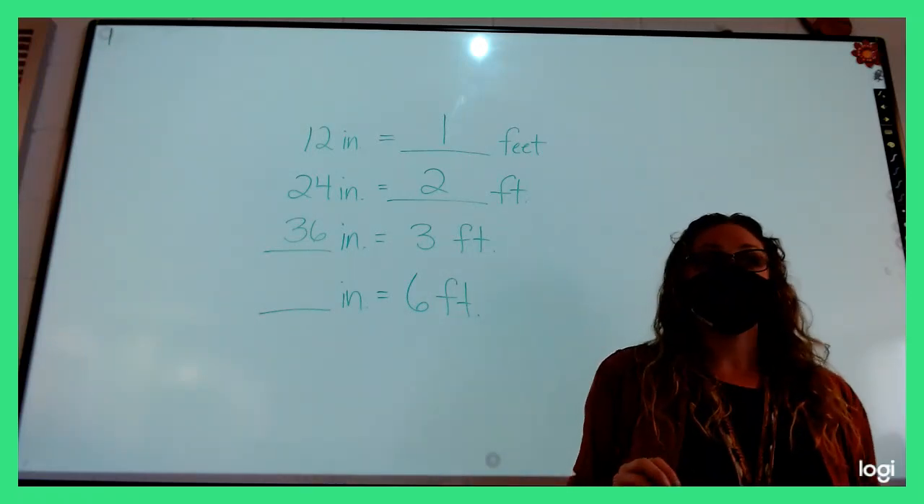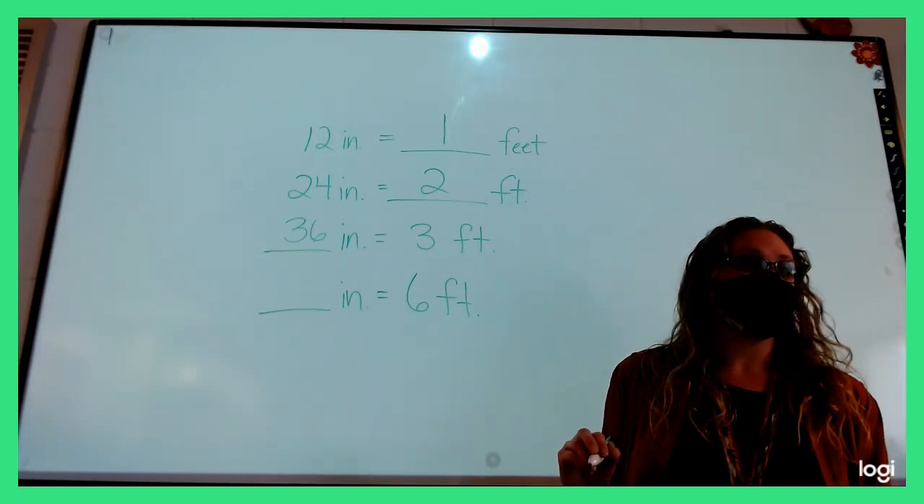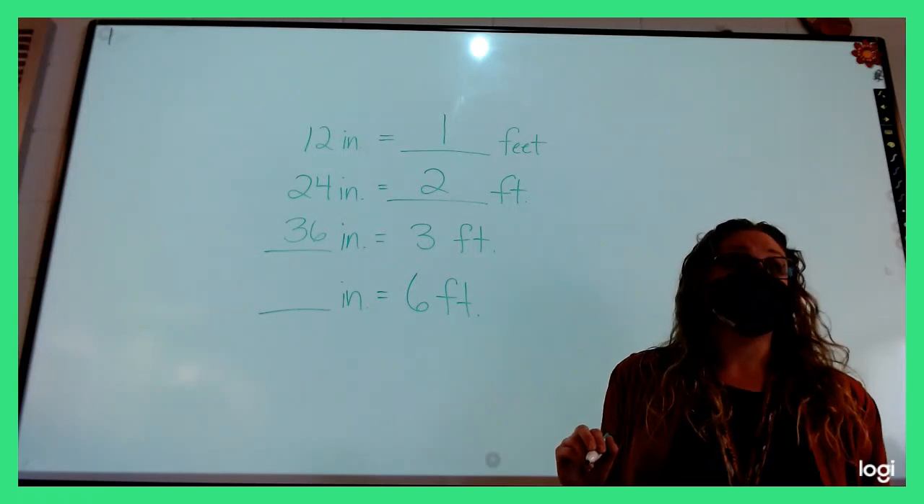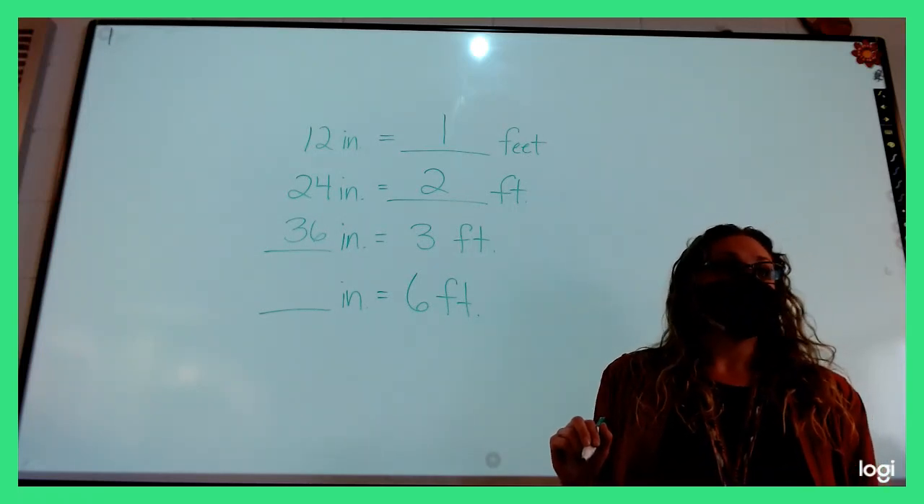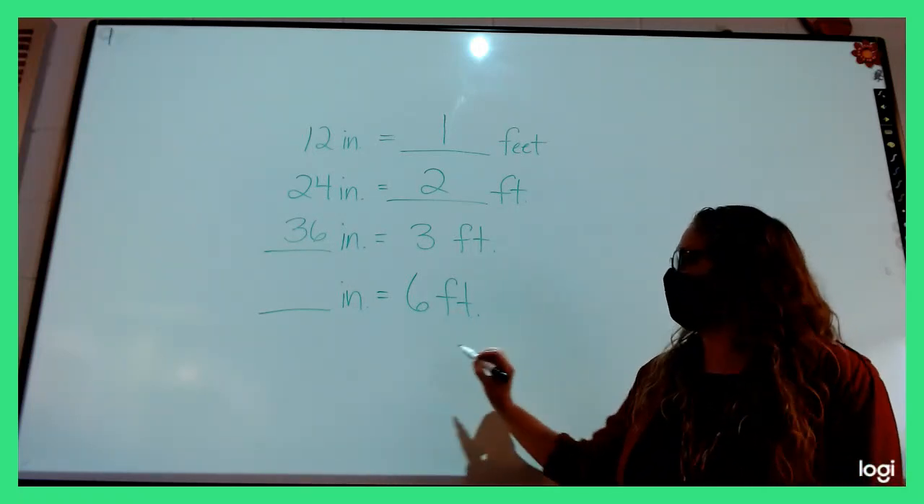Noah? 6 times 12. Because 12 inches are in 1 foot, and we're 6 feet. So we have to times 12 by 6, and that's 72. He's got it, okay?